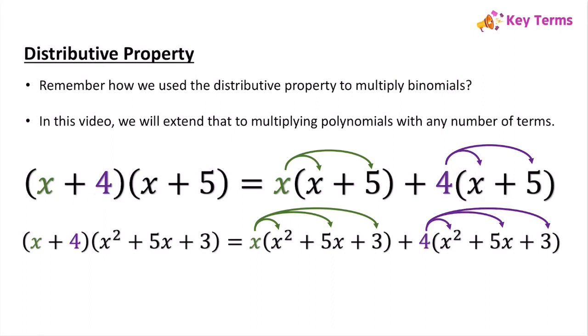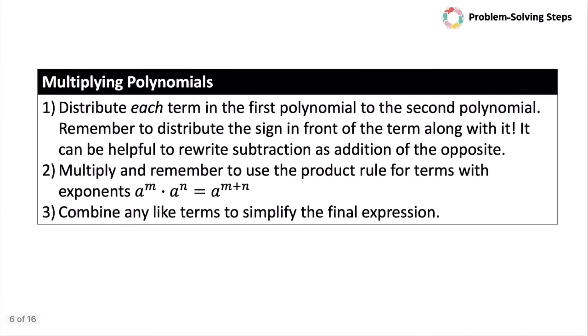So similarly, if we're multiplying by a trinomial, we're going to take this x and then just multiply by all the terms in the trinomial, and then add it to 4 times all the terms in the trinomial. So here are the steps. We're going to start off by distributing each term in the first polynomial to the second polynomial. Remember to distribute the sign in front of the term along with it. It can be helpful to rewrite subtraction as addition of the opposite. Multiply and remember to use the product rule for terms with exponents, and then combine any like terms to simplify the final expression.